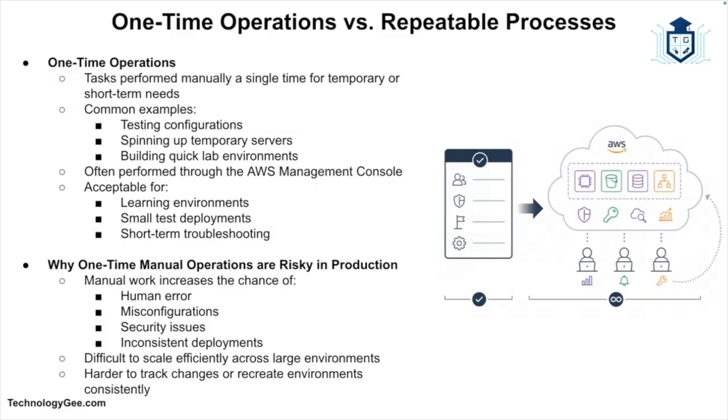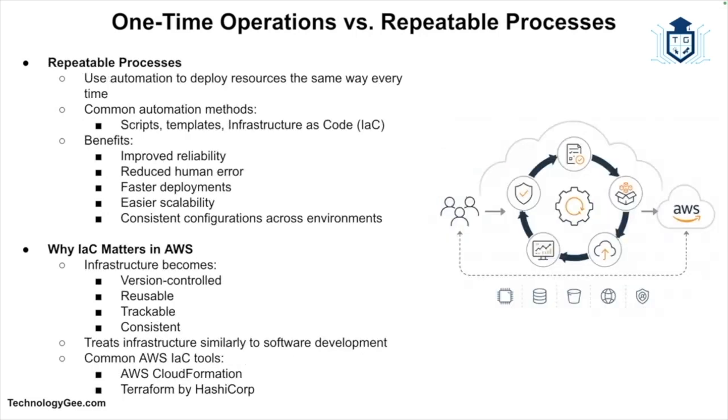But in production environments, one-time operations are risky. And the reason why is because they're manual. Manual processes can lead to mistakes, inconsistencies, and security issues. That's why organizations prioritize repeatable processes. And when it comes to repeatable processes, they use automation. So we're talking scripts, templates, or infrastructure as code. And they do all of that to ensure that everything is deployed the same way every single time. And this improves reliability, reduces human error, and makes scaling much easier.